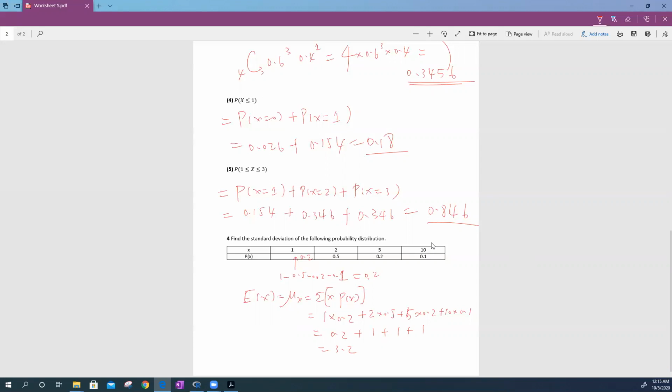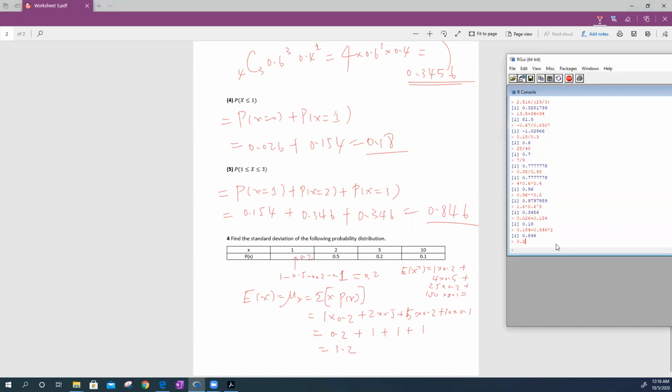And then we need to know expected value of x squared. So that is 1 times 0.2 plus 4 times 0.5 plus 25 times 0.2 and plus 100 times 0.1. So this is all x squared. So that gives us what? Let's see. So we have 0.2 plus 2 plus 5 plus 10. So 17.2.